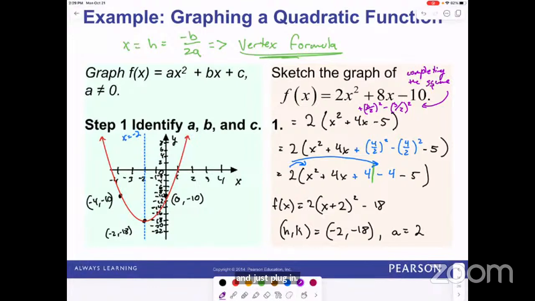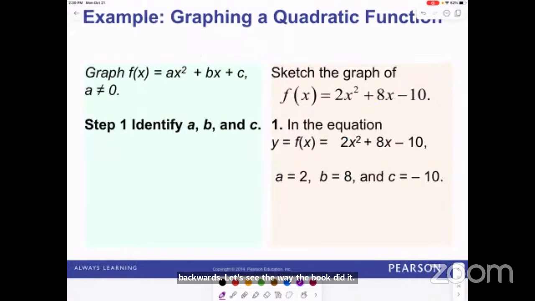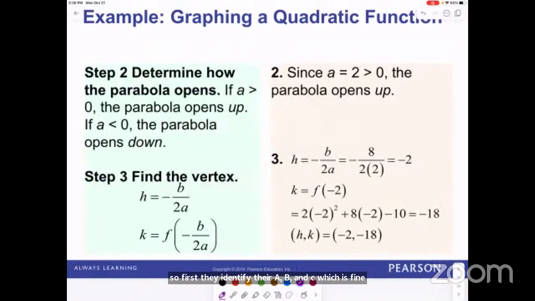Let's see the way the book did it. Okay. So first they identified their A, B, and C, which is fine. Then they used the vertex formula, the -b over 2a. Okay. So then they calculated h. They got the same result we got, which was the -2. We took that result and plugged it back into the original, and then they got a corresponding y value of -18.